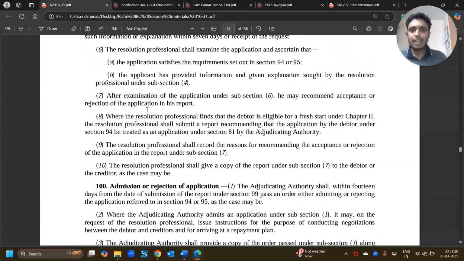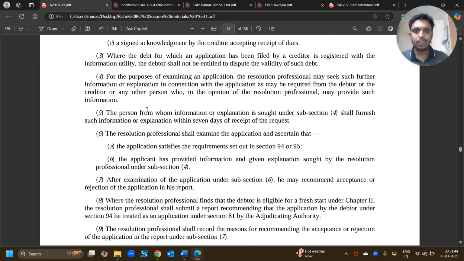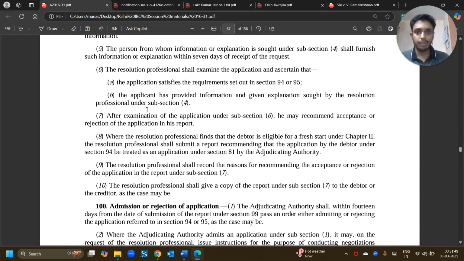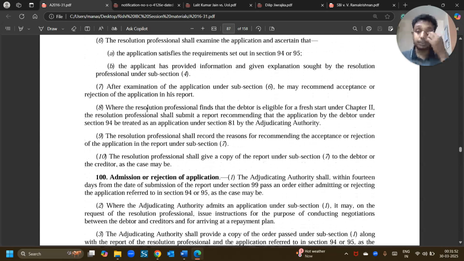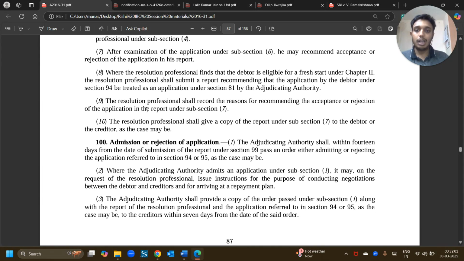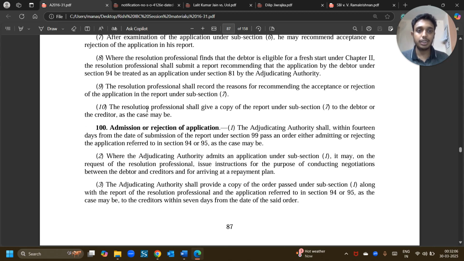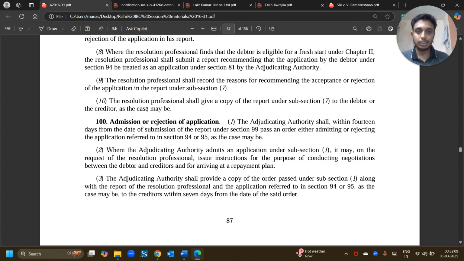Subsection 6 says the RP shall examine the application and ascertain the following. 1. Application satisfies requirements under 94 or 95, which is very straightforward. And 2. The applicant has provided information and given explanation sought by the RP under subsection 4, which is basically whatever information has been sought by the RP, the answer has been provided by the debtor. Coming to subsection 7, it says after examination of the application under subsection 6, the RP may recommend acceptance or rejection. When the RP finds that the debtor is eligible for a fresh start under chapter 2, the RP shall submit a report recommending the application by debtor under section 94 be treated as an application under section 81.